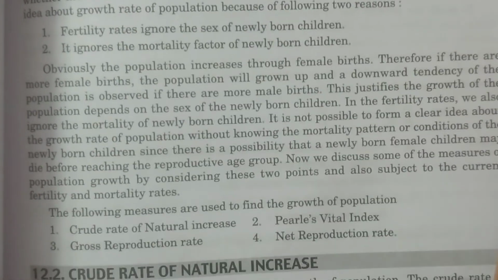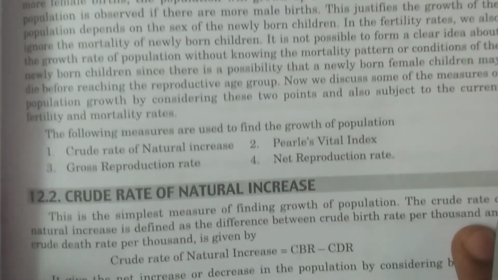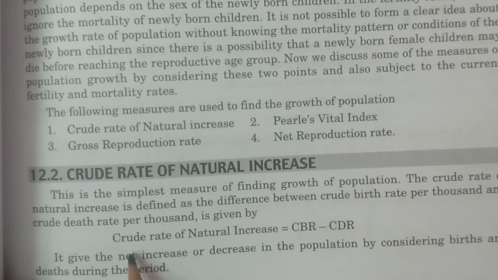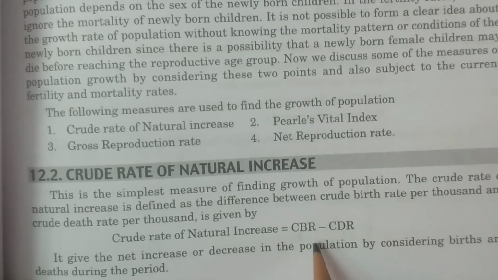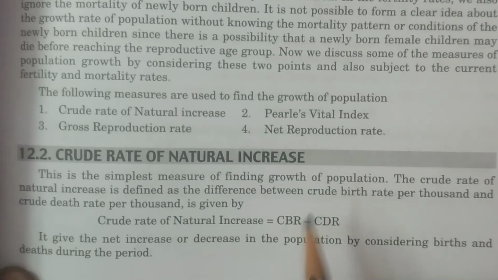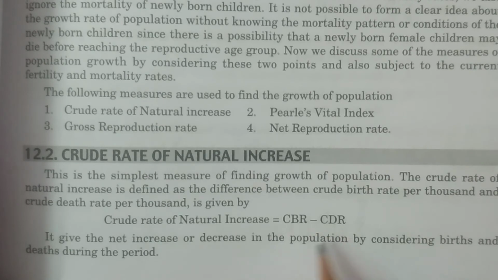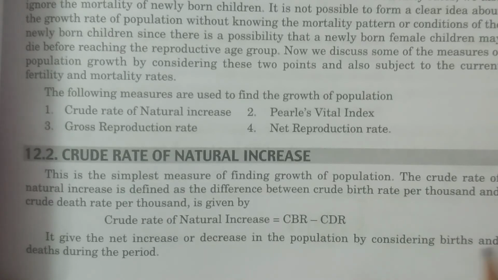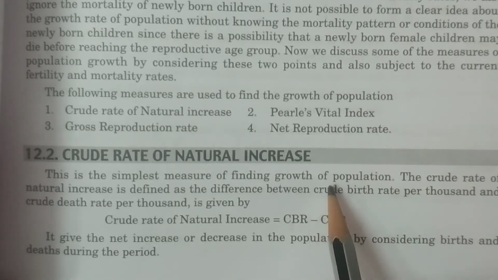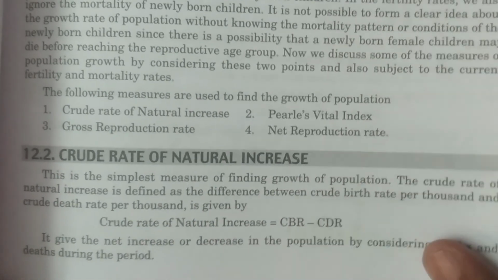In this lesson, I discuss crude rate of natural increase. It is very simple. Crude rate of natural increase is CBR minus CDR. CBR is crude birth rate. CDR is crude death rate. So we calculate the difference, CBR minus CDR. It gives the net increase or decrease in the population by considering the births and deaths during a particular period. It is one of the simplest measures of the growth of the population, known as crude rate of natural increase. Hope you understand.